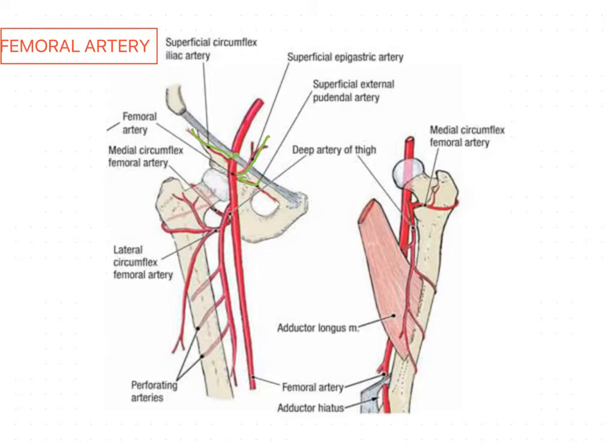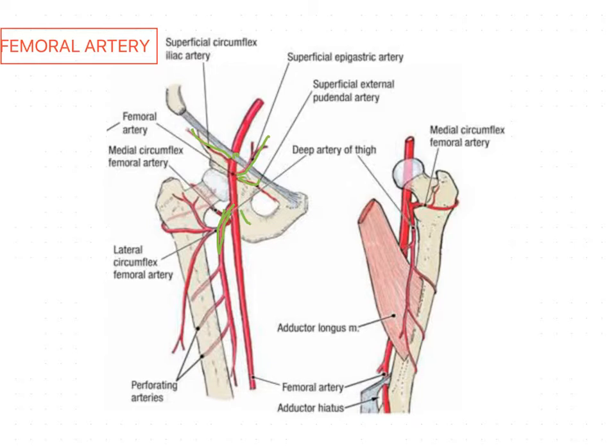Coming to the deep artery of the thigh, that is called the profunda femoris artery. This profunda femoris artery again gives different branches. It also gives another deep branch called the deep external pudendal artery.